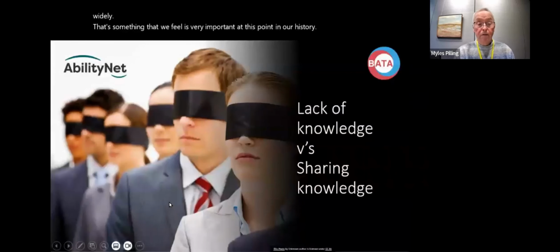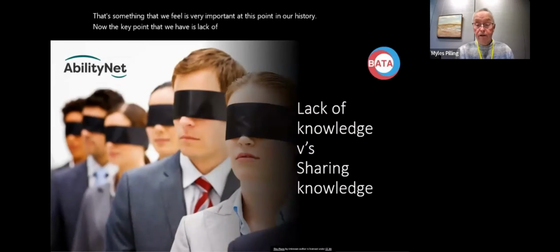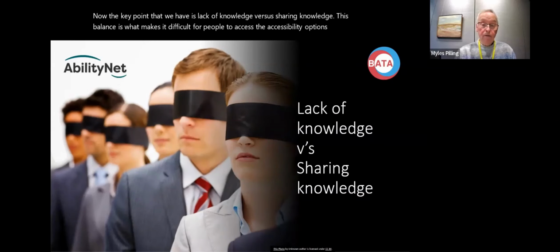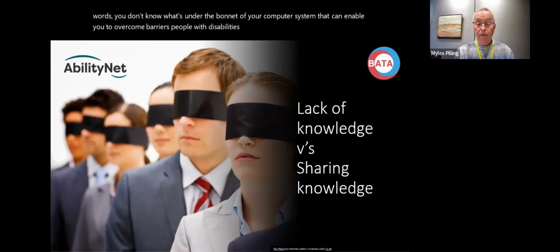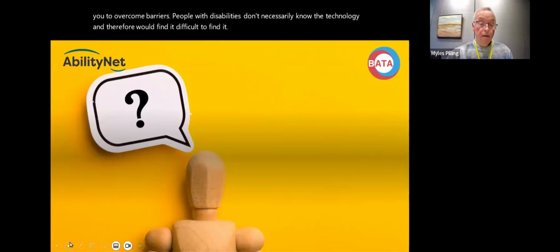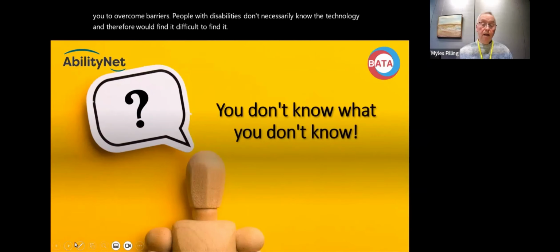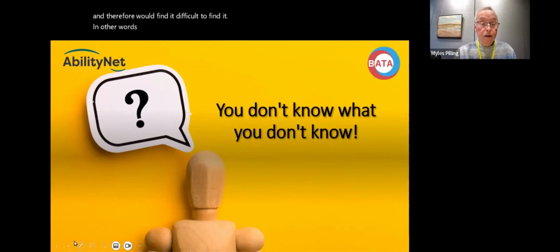Now, the key point that we have is lack of knowledge versus sharing knowledge. This balance is what makes it difficult for people to access the accessibility options. In other words, you don't know what's under the bonnet of your computer system that can enable you to overcome barriers. People with disabilities don't necessarily know the technology and therefore would find it difficult to find it. In other words, you don't know what you don't know.